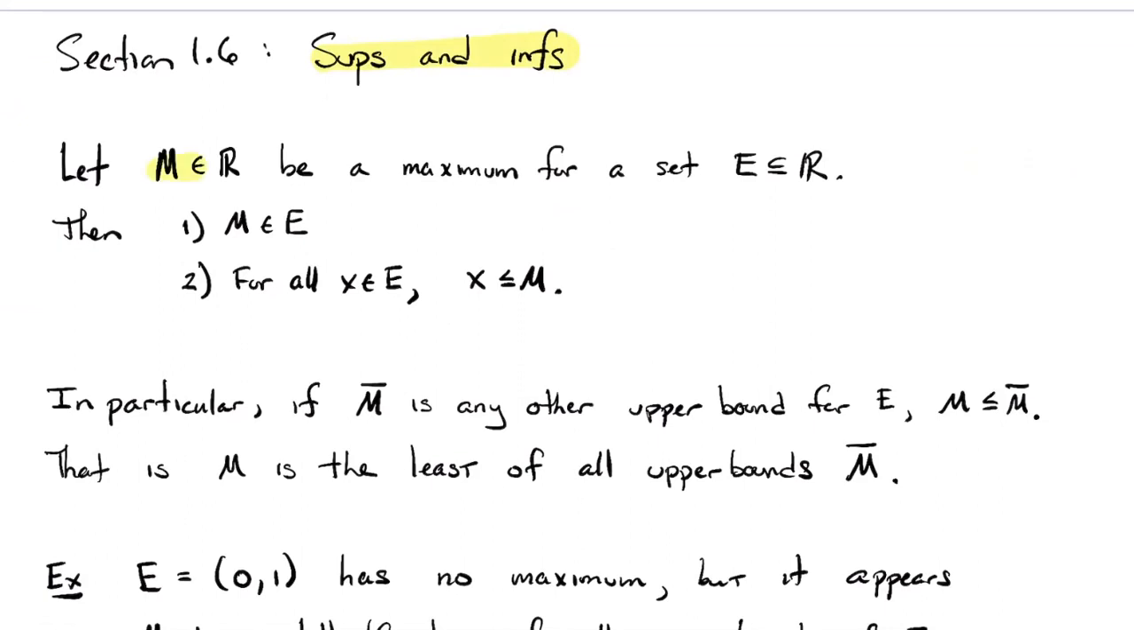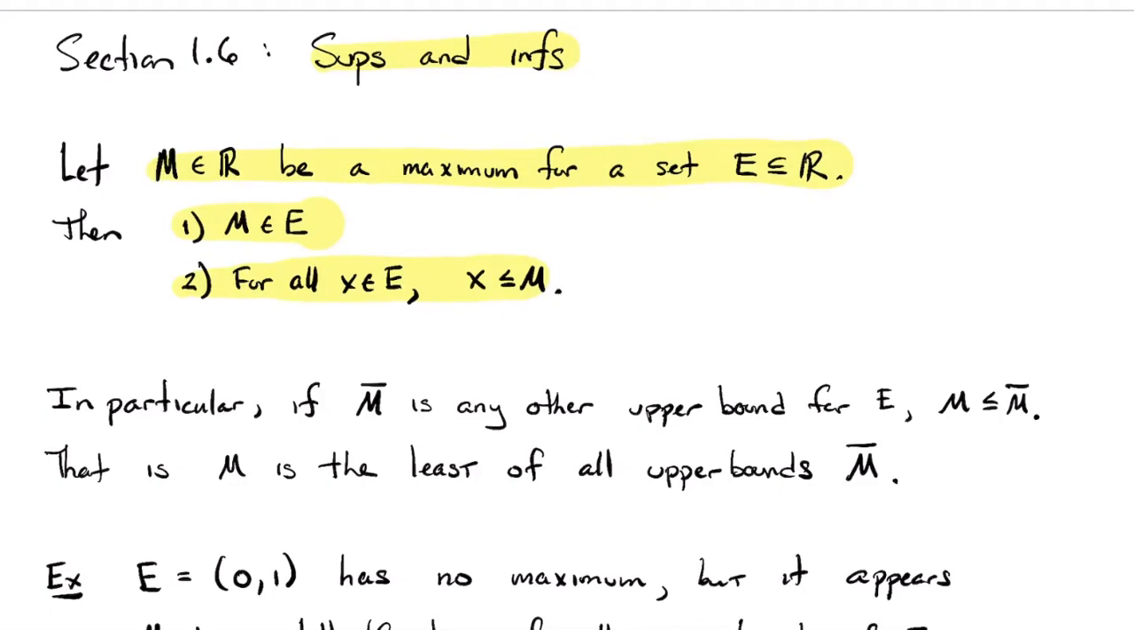Let's recall that a number m is a maximum for a set E if it satisfies a two criteria definition. First of all, m has to belong to E. So it's required. A maximum element of a set is always an element of that set. And then the second condition is that it's also an upper bound. So a maximum element is an upper bound that belongs to the set. Okay, so for every x in E, x is less than or equal to m.